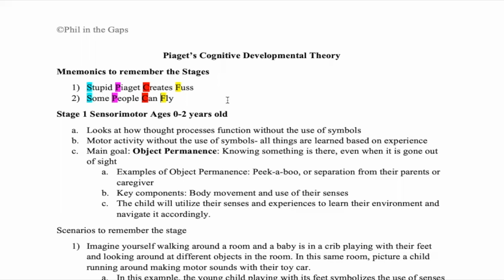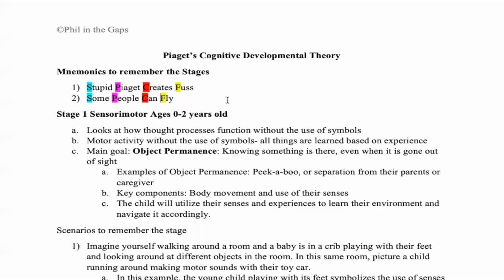Because the best thing that you can do for yourself is to make the information make sense, not just have the information floating around in your mind. So again, stupid Piaget creates fuss, or some people can fly. S, sensory motor. P, pre-operational. C, concrete operational. And F is formal operational.